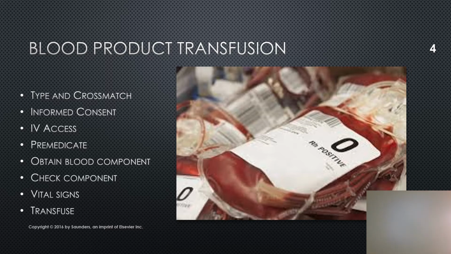It can be a single set with 1 spike, or it can be a Y set with 2 spikes. And this is where we put the blood on 1 spike and we put normal saline on the 2nd spike. The administration set will be changed at least every 4 hours or after each unit of PRBCs if it's run over 4 hours. Normal saline is the only solution to be used in the administration of blood products.